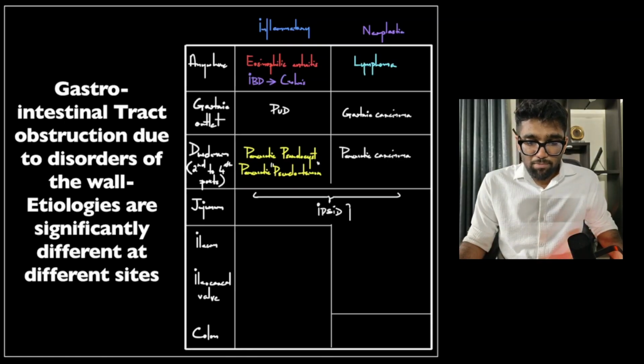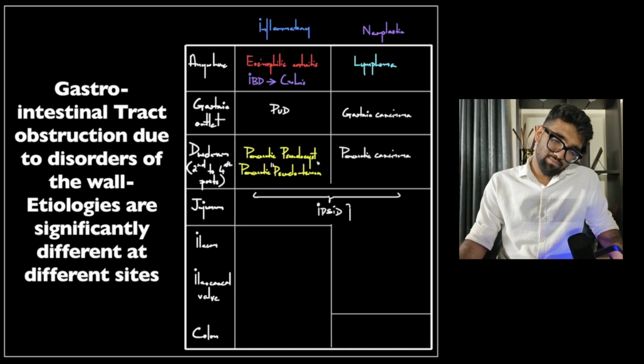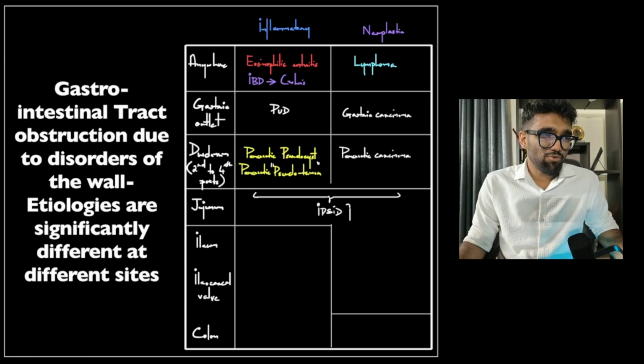Now, in the jejunum, something known as immunoproliferative small intestinal disease, which is actually a heavy chain disease, that is alpha heavy chain disease or Seligmann's disease, most commonly affects the jejunum, and you know, it's a lymphoproliferative disorder that is both inflammatory and neoplastic.